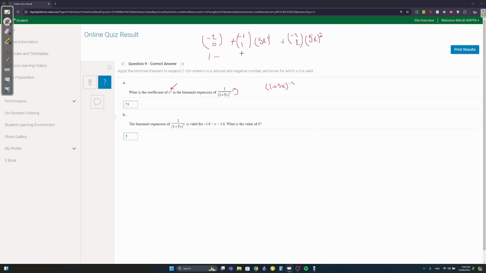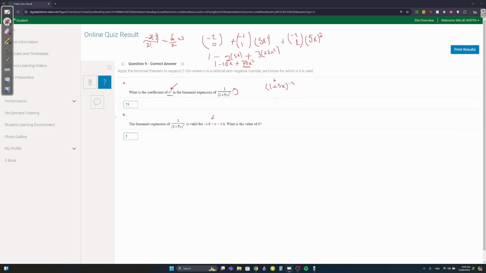Okay, this is 1, this is minus 2 times 5x. This is 2 factorial, minus 2, minus 3. You get 6 over 2, which is 3. So plus 3 times 5x squared, which is 25x squared. Okay, so you're going to get 1 minus 10x plus 75x squared. And there's nothing else to multiply or distribute, it's just this, right? So what's the coefficient of x squared? 75. And then they want the condition again.